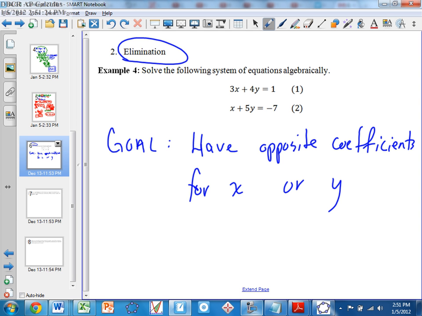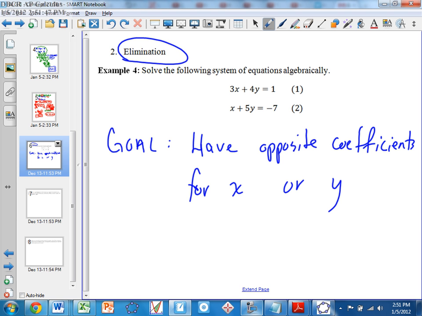And what that means is this. The coefficient for x here is 3. So I really want this coefficient here to be negative 3. Again, this coefficient is 3. I want this one to be negative 3. This one is 4 here. So I really want this one to be negative 4. And there are certain times you can do it and certain times you cannot do it. And we'll go through those examples.